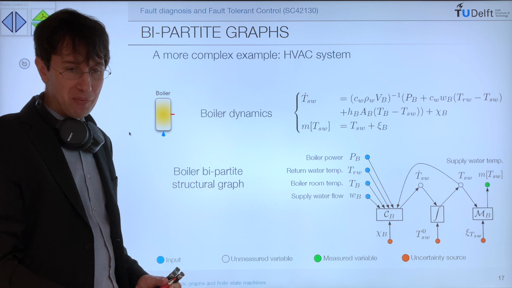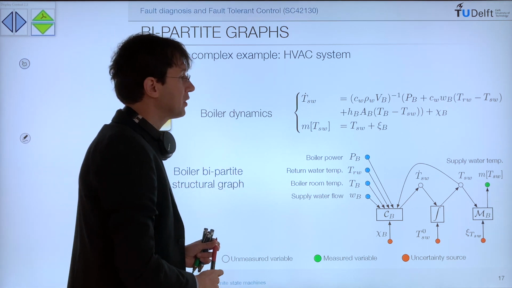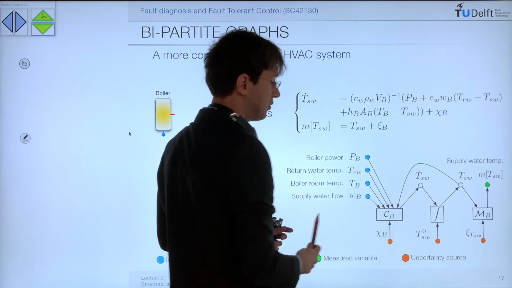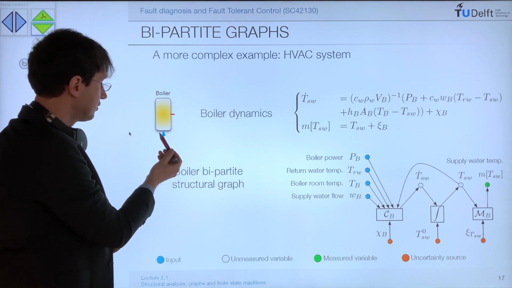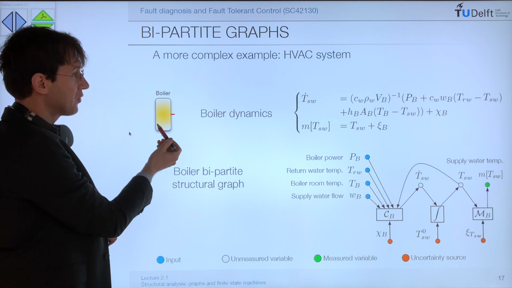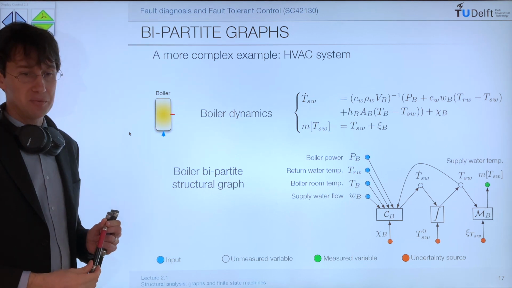So more power, more increase in the supply water temperature. But you also have some thermal losses here. So you have the difference between the temperature of the return water and the supply water. So you have cold return water coming in the boiler. And of course, this is going to make the supply water temperature lower.